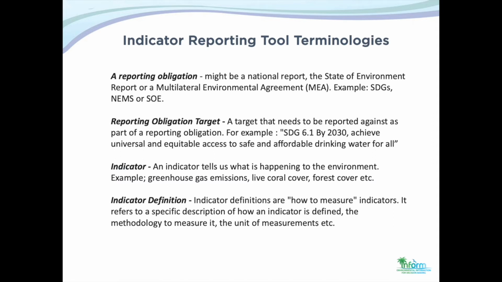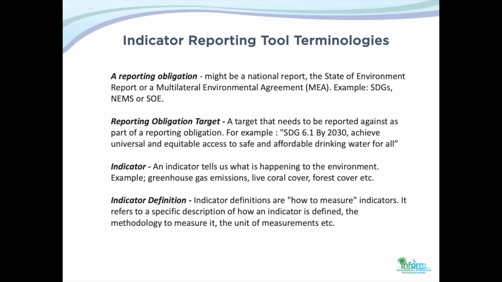2. Reporting obligation target. A target that needs to be reported against as part of a reporting obligation. For example, SDG 6.1, by 2030, achieve universal and equitable access to safe and affordable drinking water for all. 3. Indicator. An indicator tells us what is happening to the environment. Since the environment is complex, indicators provide a practical way to track the state of the environment. For example, greenhouse gas emissions, live coral cover, forest cover, etc.